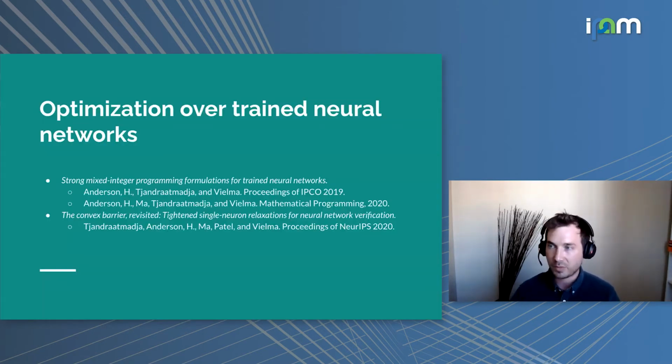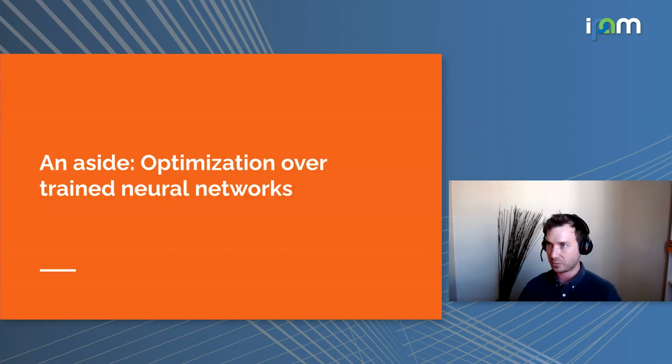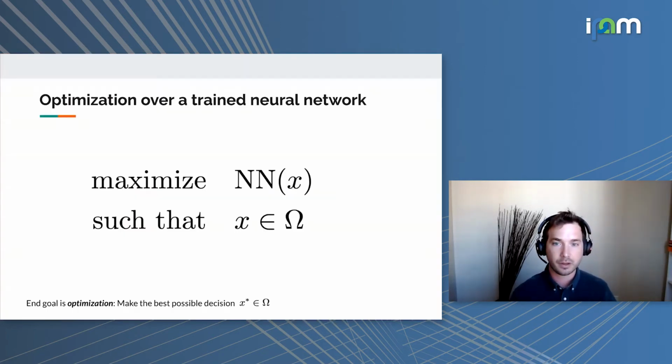Okay, so we have a sequence of papers over the past couple of years, and I want to take a moment to emphasize that this is a more general setting than what I've described. I'm going to talk particularly about neural network verification, but really what we're doing is building methods for solving optimization problems over a trained neural network.